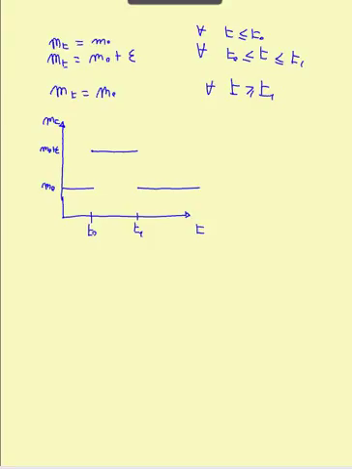So the hypothesis is that we consider a temporal increase in the nominal money stock. So an increase of the nominal money stock from M0 to M0 plus epsilon between T0 and T1. Then the nominal money stock is again equal to M0. Okay? So this is a temporal increase.